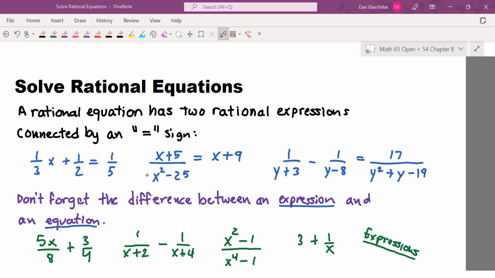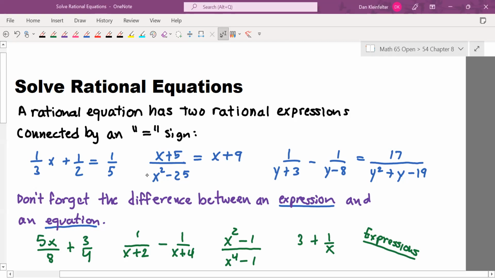Welcome back. In this video, we're going to be working on solving rational equations. And so the first thing to remember is the difference between an equation and an expression. An equation has an equal sign in it, an expression doesn't.